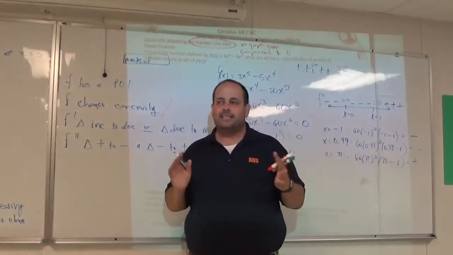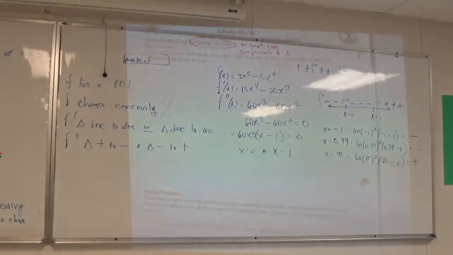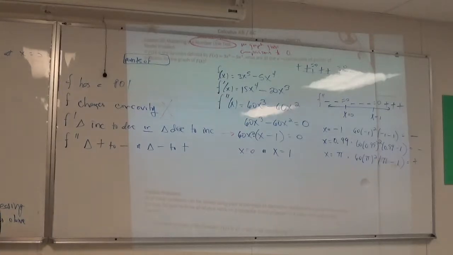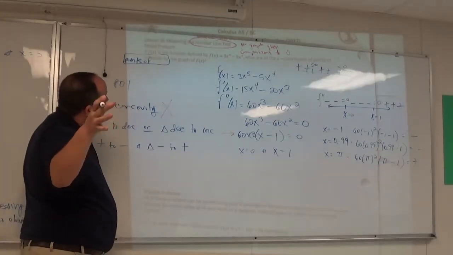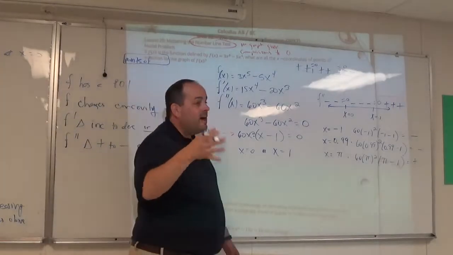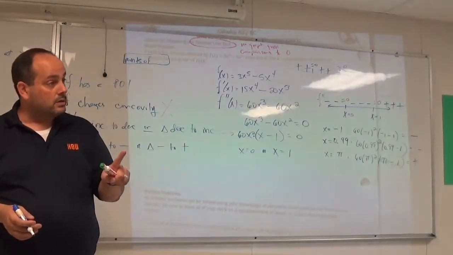The number line isn't the answer. The number line is how you gather together the information to answer the question. The question was, what are all the x coordinates for the points of inflection? How many points of inflection are there? One. There's 1 point of inflection.